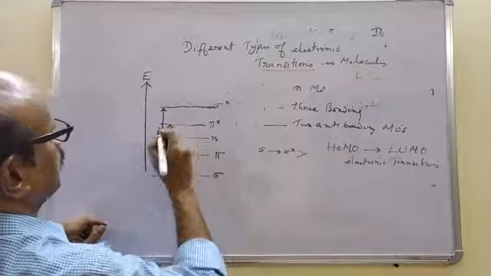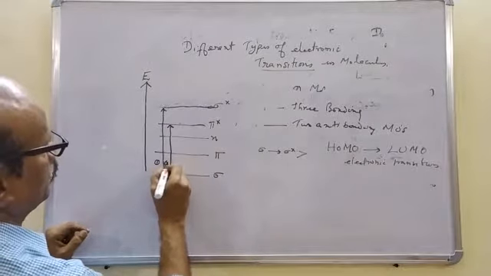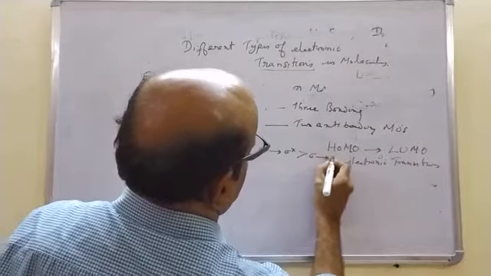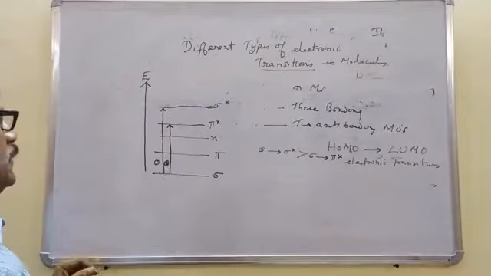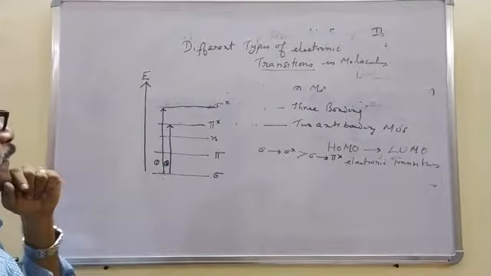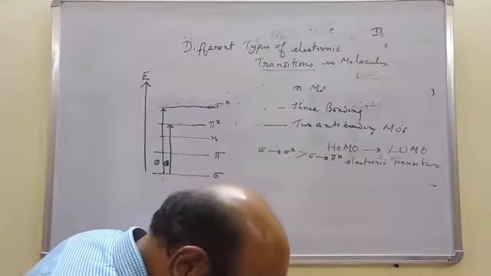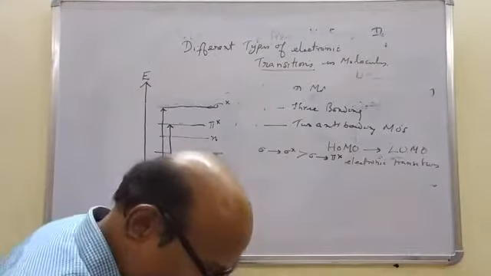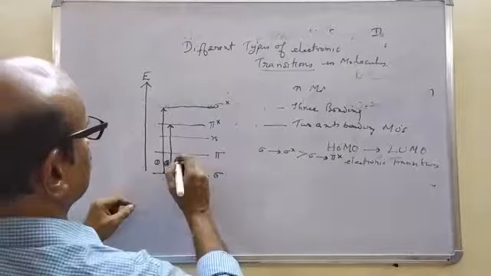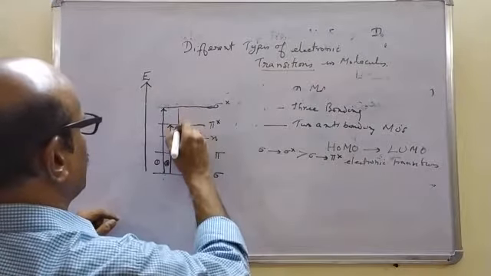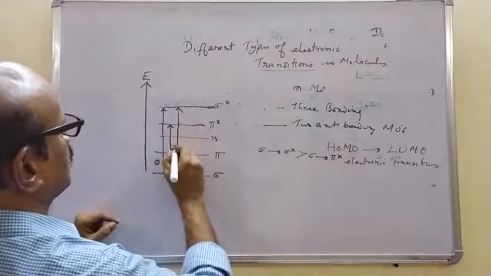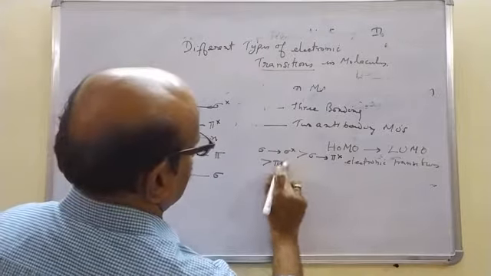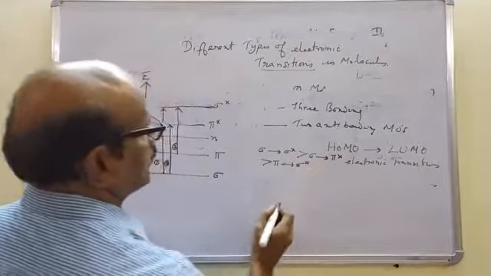The transition like this, sigma to pi star, this is transition number 2. The next comes pi to sigma star, this is transition number 3. So these are the 3 transitions.